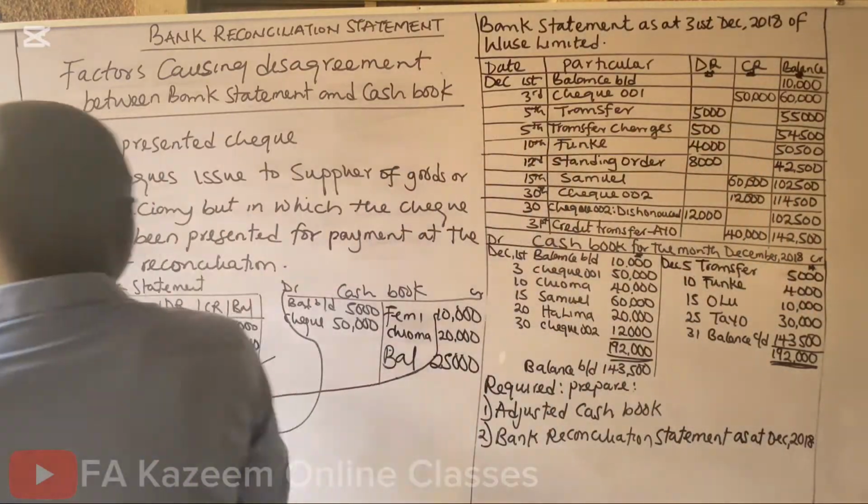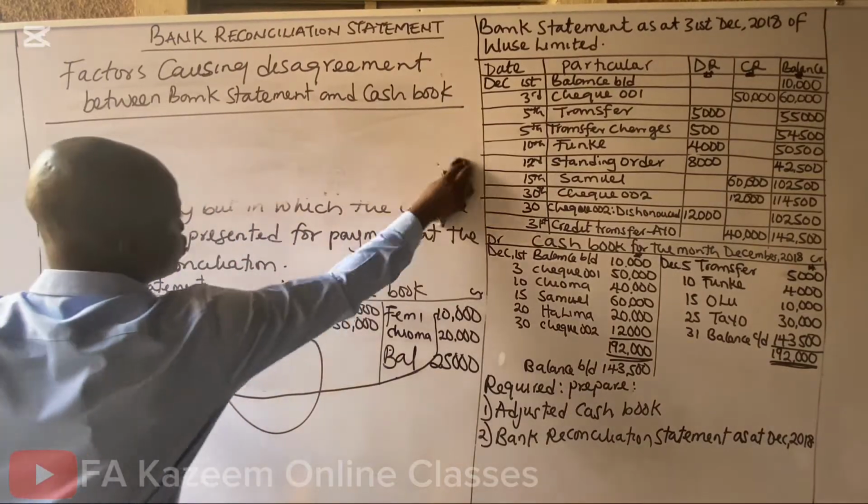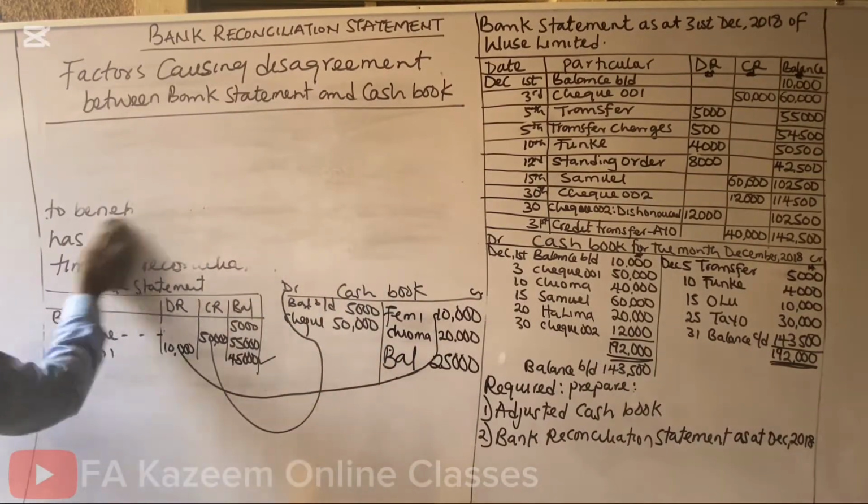Now let's look at uncredited check, which is number 2. Let's look at uncredited check.